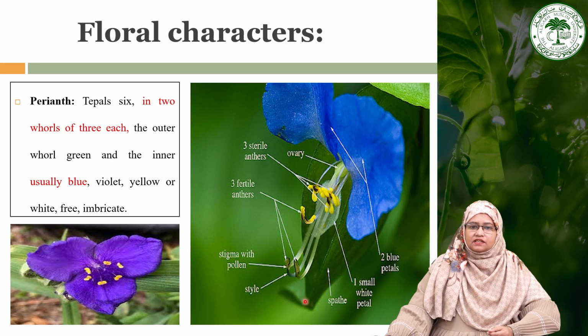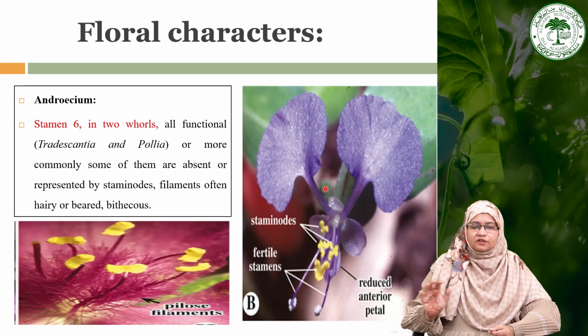As you can see here, in the center there is a style which is also curved and has a stigma. If you clearly observe, they also have pollen. So, they have 6 stamens, in which in this particular flower 3 are fertile and 3 are sterile in nature. So, moving towards the next floral character, that is the androecium.